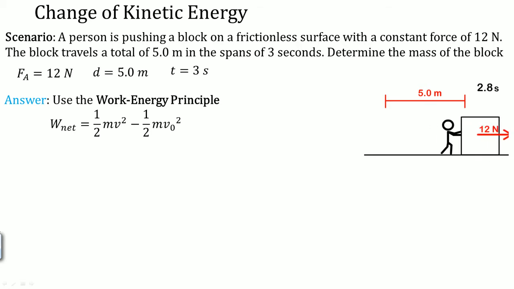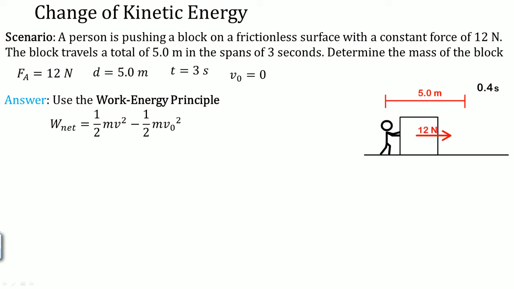Notice this is going to require me to have the velocities. My initial velocity was 0 because the object was at rest. Notice in this scenario, the object started at 0 velocity. It was at rest. Then in the end, the final velocity, notice it traveled 5 meters in 3 seconds. So you can say that the velocity is 5 meters per 3 seconds.